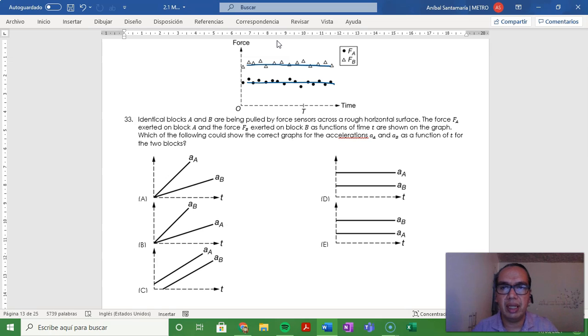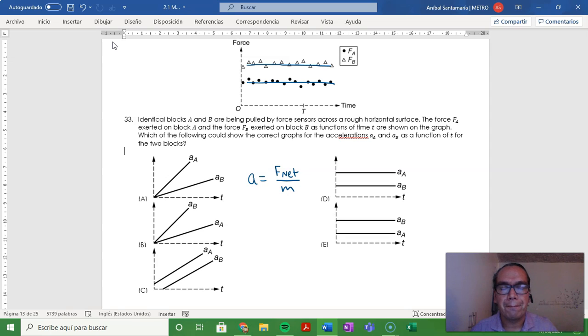and given that the two blocks are identical and therefore have the same mass, we must assume that they are going to accelerate due to the different values of the forces. Now, from Newton's second law, we know that the acceleration is equal to the net force, in this case either Fa or Fb, divided by the mass. We have then a constant acceleration because the net force is going to be constant.